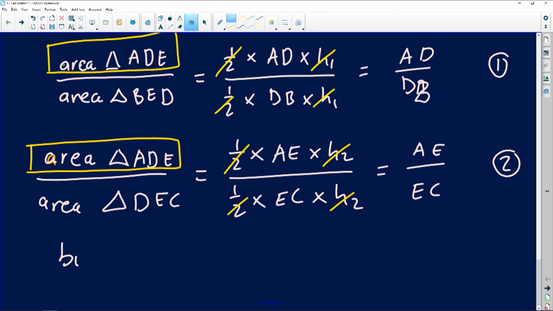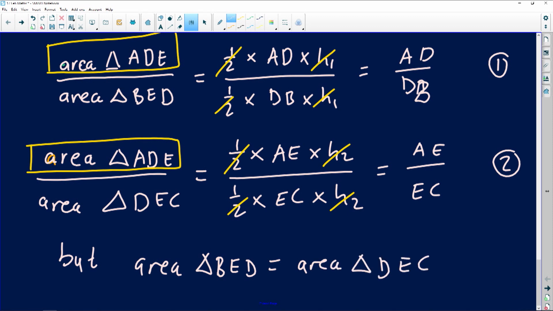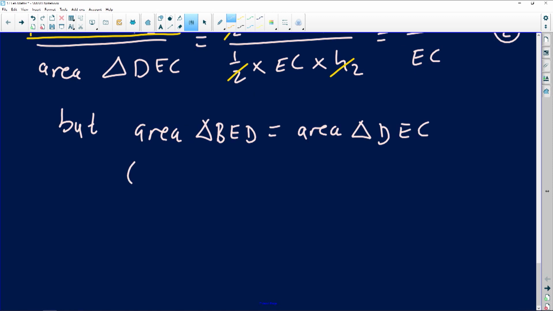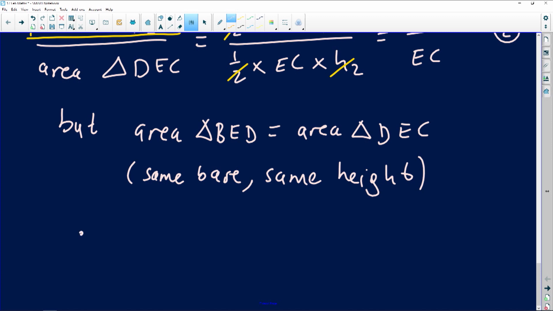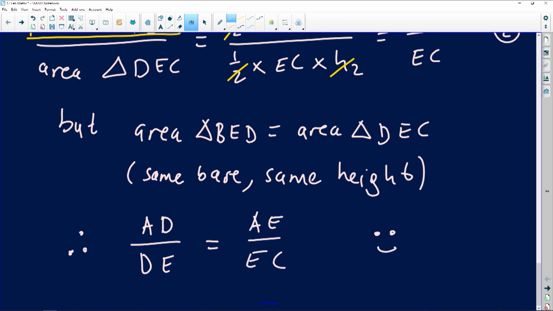Then I'm going to conclude and say, but the area of triangle BED is the same as the area of triangle DEC. Why are these the same? Because we have the same base. This is your reason. They've got the same base and they've got the same height because they are drawn between parallel sides. Right. Therefore, if that's the case, the numerator is the same, the denominator is the same, then we can conclude that AD divided by DB is the same as AE divided by EC, which is basically the proof that you desired for this theorem.